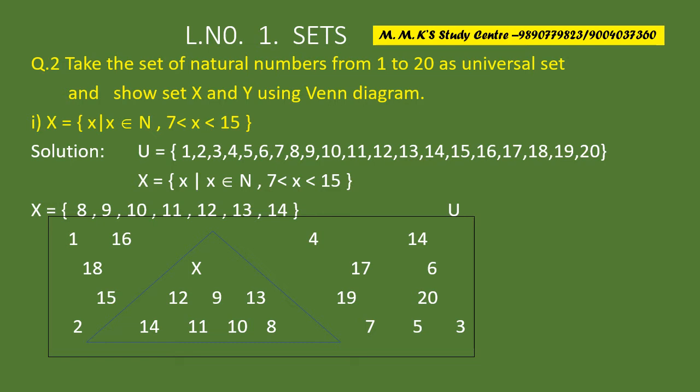So see, we have taken the triangle as set X. In the triangle 8 is there, 9 is there, 10, 11, 12, 13, 14. All numbers are there. Whereas the rest of the numbers from the universal set you will write in the rectangle but outside of the triangle. Okay, it should be inside the rectangle but outside the triangle. So this is your Venn diagram. Yes children, get it?